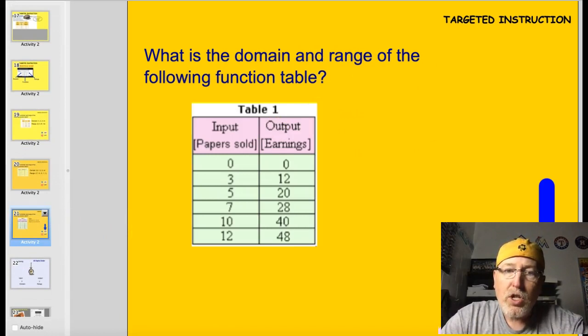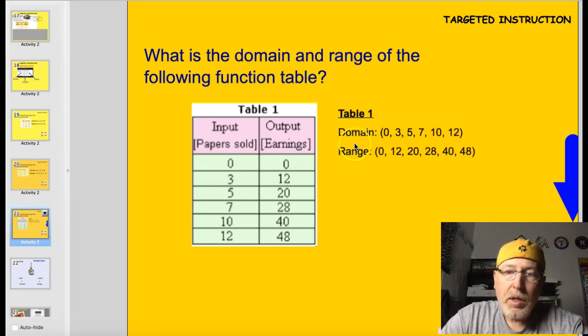What is the domain and range of the following function table? Well, the domain: 0, 3, 5, 7, 10, 12. Set notation, commas in between. The range: 0, 12, 20, 28, 40, 48. There we got it. You notice I'm not asking you for the function. I'm just asking you to identify the domain and the range.